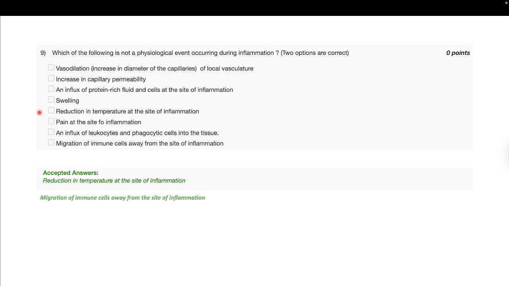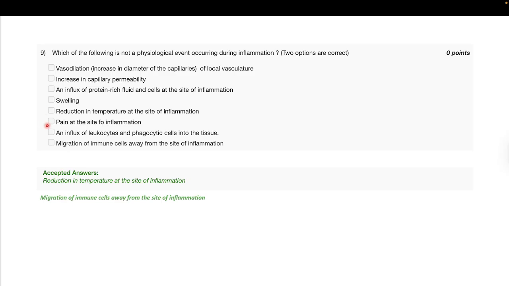Reduction in temperature at site of inflammation is incorrect. So you must have seen, right, whenever you get an injury or whenever you just hit your hand against a table or something, you'll see that it starts swelling a little, and that particular area is a little warm. So temperature actually increases at site of inflammation, so this option is incorrect.